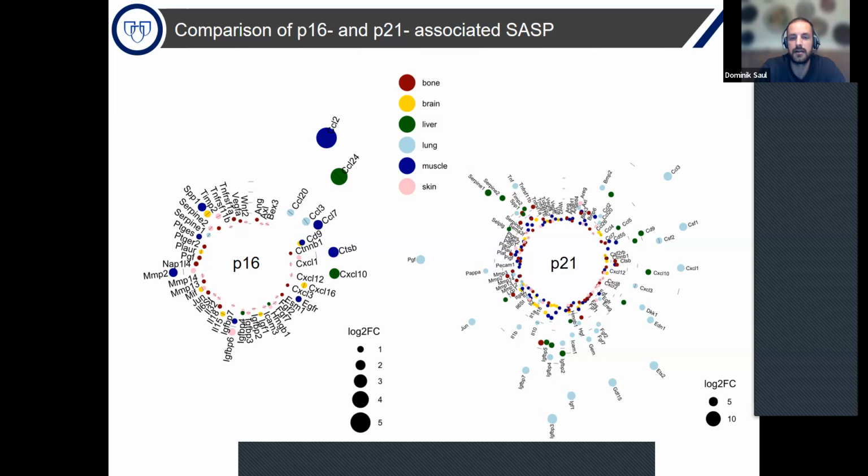So not a technical problem over here, but a more diverse and much broader secretome that we find in the P21 compared to the P16 positive cells, which is interesting by itself, but it underpins the idea that these cell types are indeed really distinct from each other.